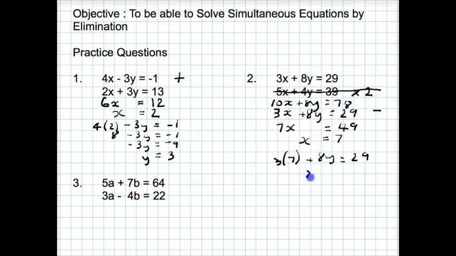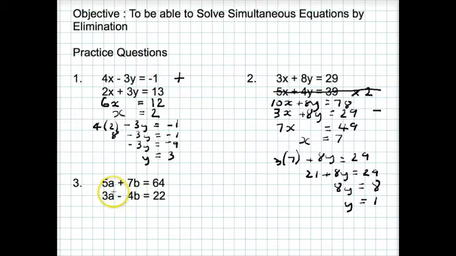Well, 3 7s are 21, so 21 plus 8y equals 29. Now solve the equation by taking 21 away from both sides, which will leave me with 8y equals 8, and then divide both sides by 8, so y is going to equal 1.